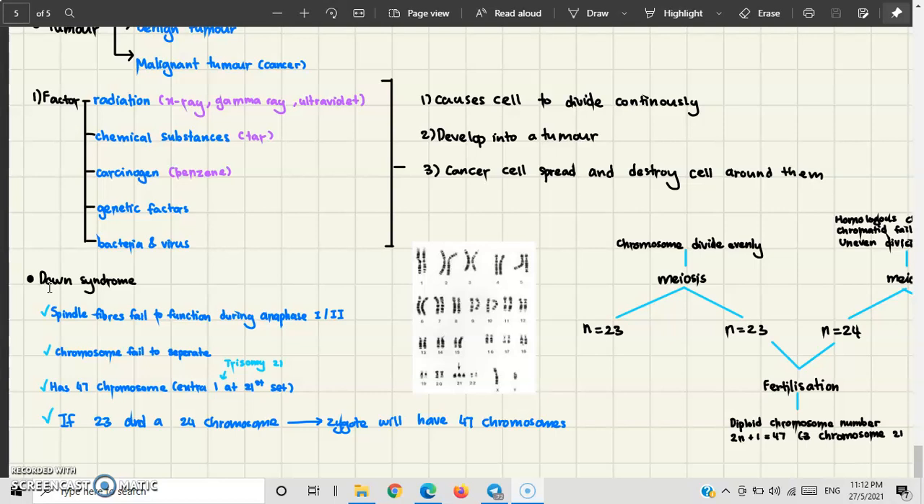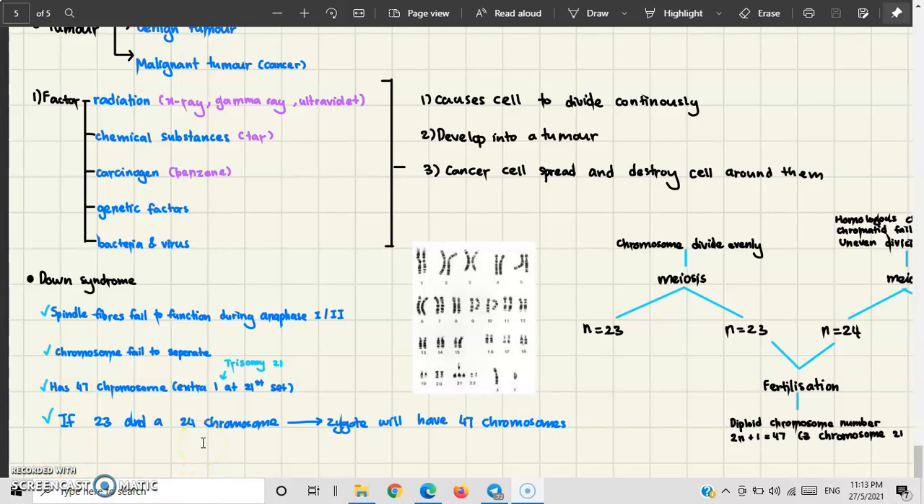So any abnormality during the division of meiosis can cause genetic disease, such as Down syndrome. I hope you know what Down syndrome is. Maybe a lot of you have seen before a person that has Down syndrome.